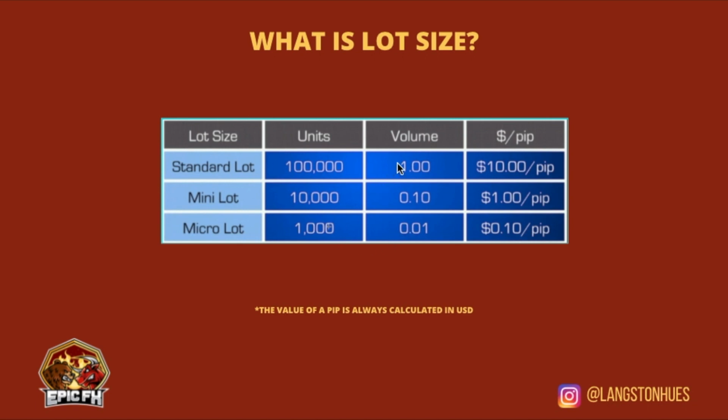And you don't have to only put a 1.00 lot size for your volume. If you do a 10 lot size, then you're looking at $100 per pip. If you do a 50 volume, then you're looking at $500 per pip. The value of a pip is always calculated in USD, no matter where you are in the world, no matter what type of currency account you're using.